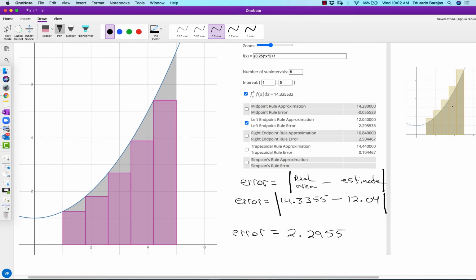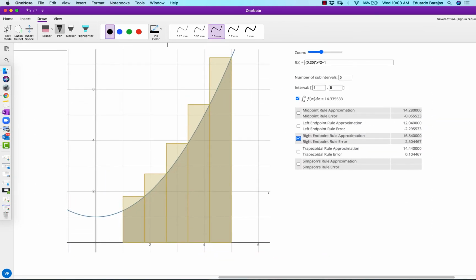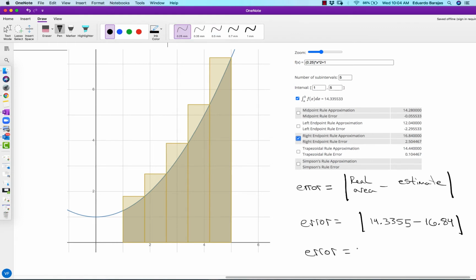All right, now let's take a look at the other one. Okay, so here now if we use the right end rule, we clearly overestimated. So if we follow that little rule, the error equals the absolute value of the difference between the real area and the estimate. So the error is equal to 2.5045.